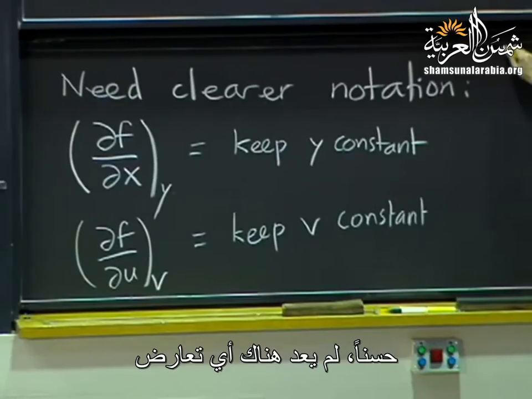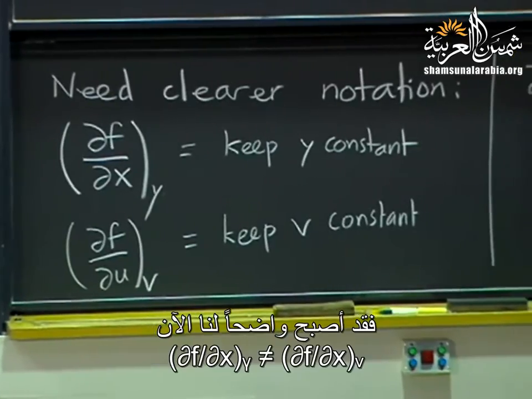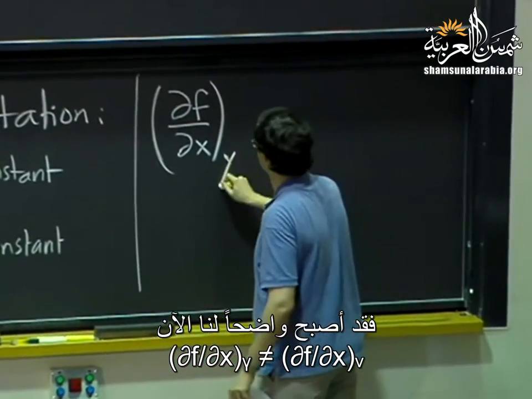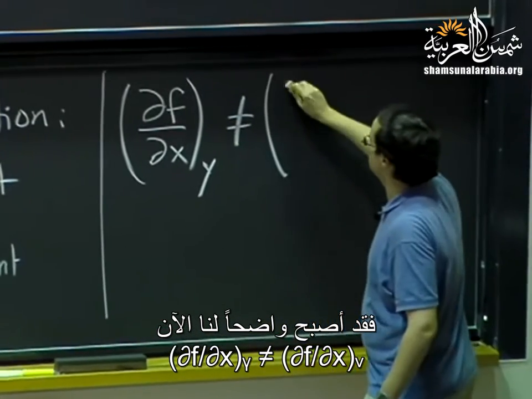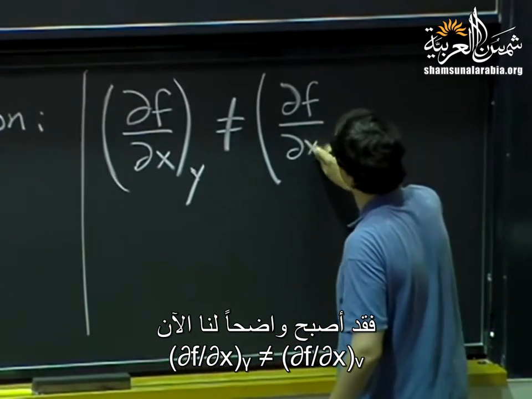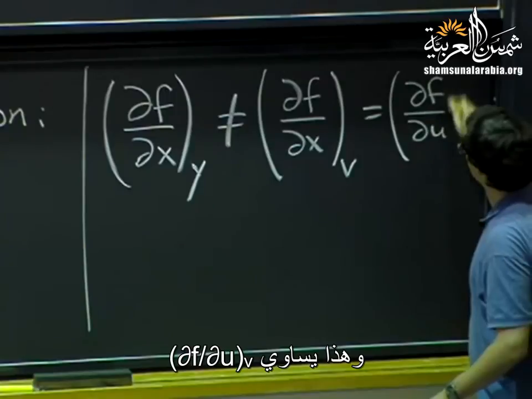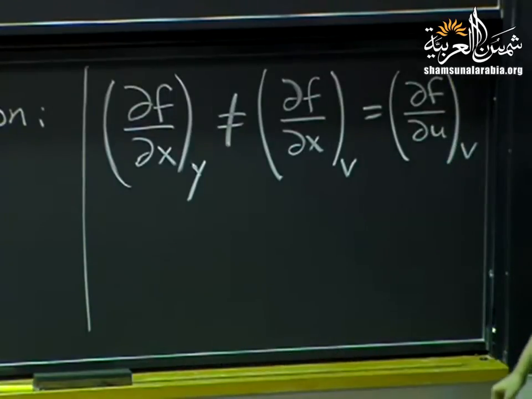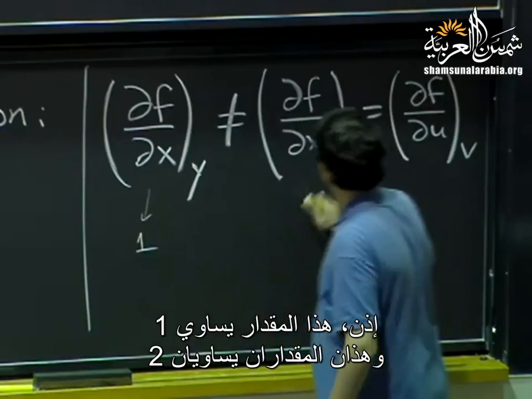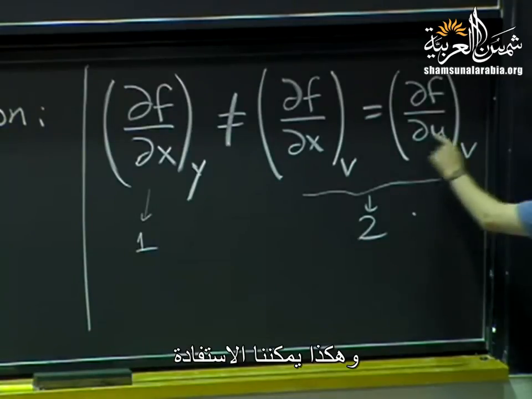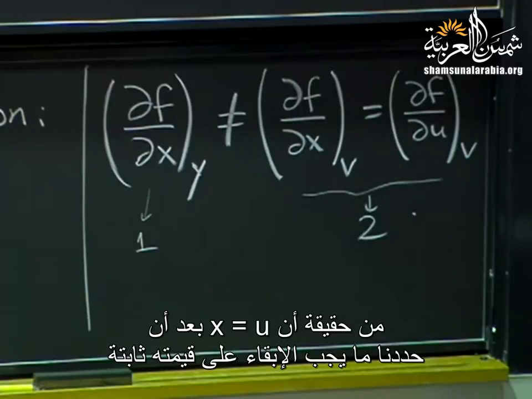Okay, so now what happens is we no longer have any contradiction. We have partial f over partial x with y constant is different from partial f over partial x with v constant, which is the same as partial f over partial u with v constant. Okay, so this guy is 1, and this guy is 2. So now we can safely use the fact that x equals u if we are keeping track of what is actually held constant.